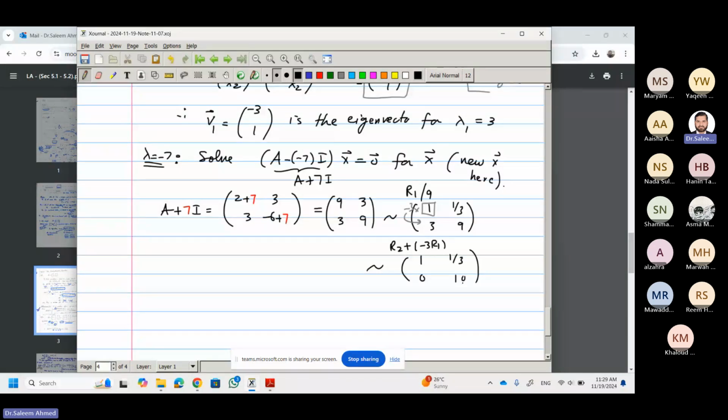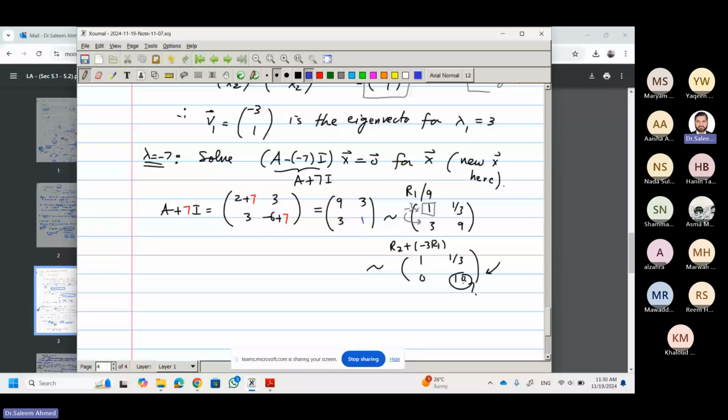One of the rows has to become 0. You see, one of the rows should become 0. So this should be 0, not 10. So something is wrong, so let me check again. A plus 7, I, 2 plus 7, 3, 3 minus 6 plus 7. This is a mistake. Let me write it in blue now. Minus 6 plus 7 is 1, not 9. I don't know why I wrote it 9.